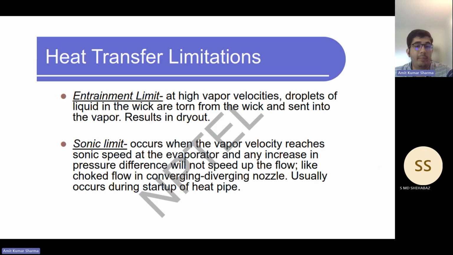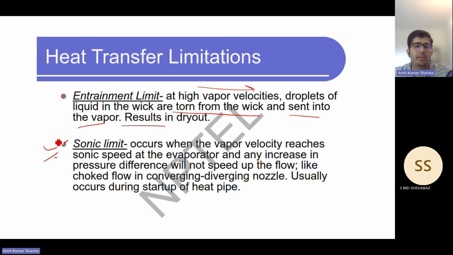Then there is the entrainment limit, a very weird name. At higher vapor velocity, droplets of liquid in the wick are torn from the wick and sent into the vapor. It also results in dry out. So basically, the vapor velocity should not be very high. If it is very high, then what will happen? The liquid in the wick is torn from the wick and sent into the vapor.